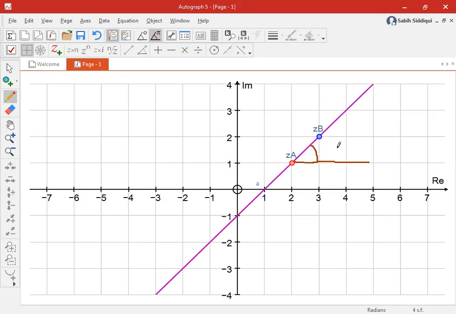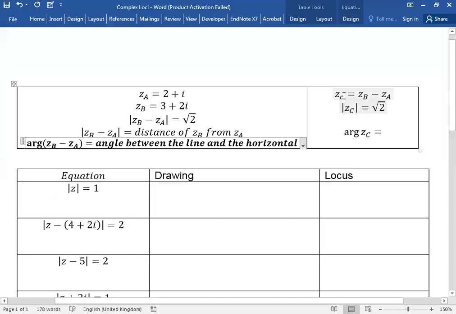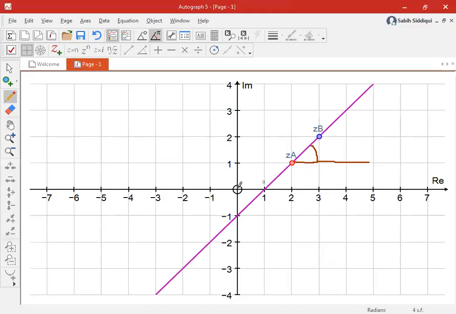Is this clear? Again, you can verify it once you make a new complex number, which is ZC, ZB minus ZA. That will be 1 plus iota. And if I ask you to find the argument of 1 plus iota, what will be that? It will be this angle. So isn't it the same angle? So technically just understand these two things. These two are the basic points to understand.